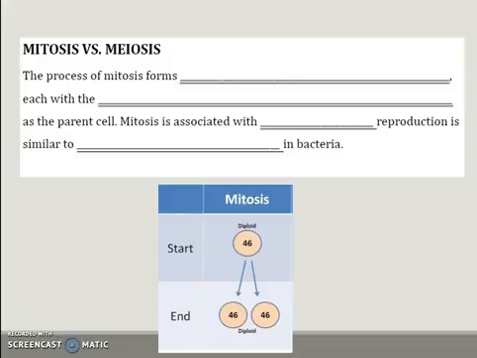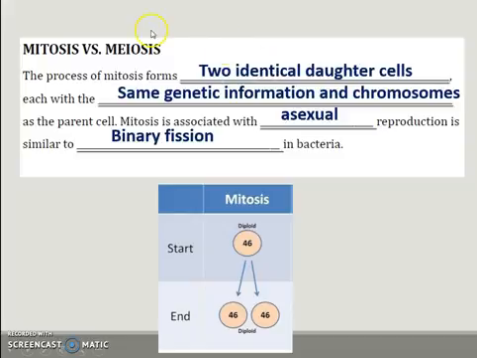All right, now let's talk about mitosis versus meiosis. The process of mitosis forms two identical daughter cells, each with the same genetic information and chromosomes as the parent cell. Mitosis is associated with one parent or asexual reproduction and is very similar to binary fission in bacteria. So mitosis, you start off with one cell. If you have 46 chromosomes, you end up with two cells, each with the identical amount, 46 chromosomes. So mitosis turns one cell into two cells, and they are both the same. It only affects body cells.